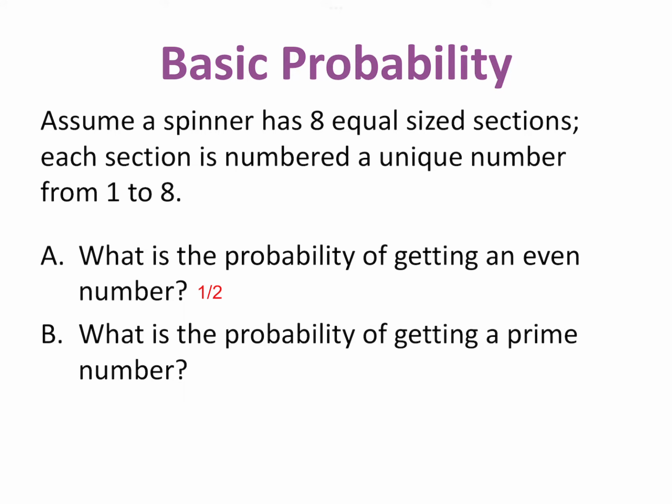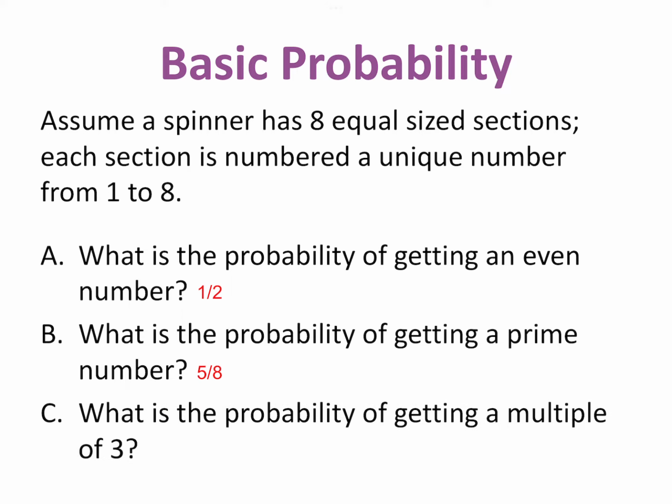The probability of getting a prime number, in case you have forgotten what a prime number is, that means a number that is divisible only by itself and 1. So prime numbers in 1 through 8 would be 1, 2, 3, 5, and 7. So there's 5 of them, so 5 out of 8. C, what is the probability of getting a multiple of 3? So in a multiple of 3, there's a 3 and a 6, so that would be 6 out of 8.